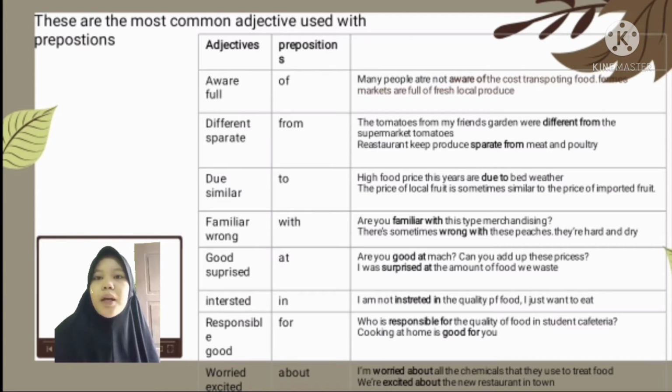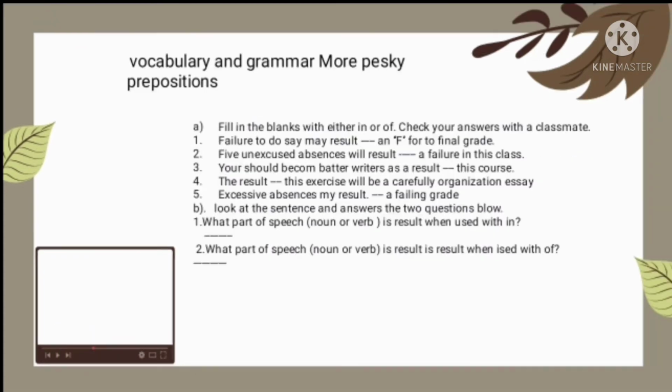And then adjectives like responsible and good, with the preposition for: who is responsible for the quality of the food or student criteria? Cooking at home is good for you. The last, adjectives worried and excited, with the preposition about: I'm worried about all the chemicals that are used to treat food. We are excited about the new restaurant in town.